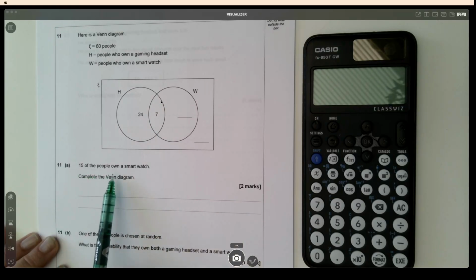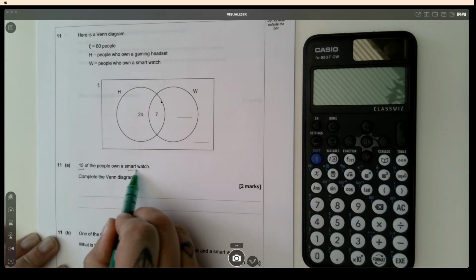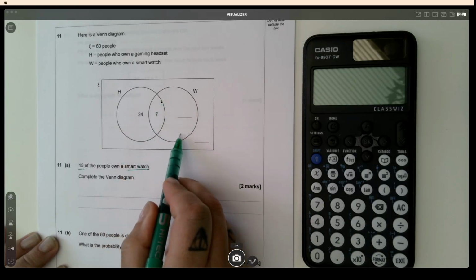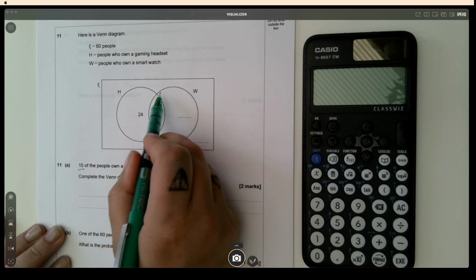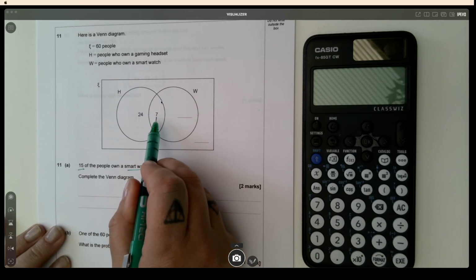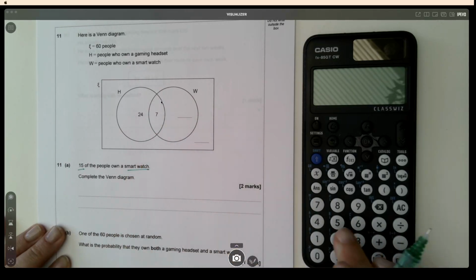11A, 15 of the people own a smartwatch. Complete the Venn diagram. So if 15 people own a smartwatch, they need to be in the W circle. But what we need to remember is that 7 is already included in that circle. So we're going to do 15 subtract 7.